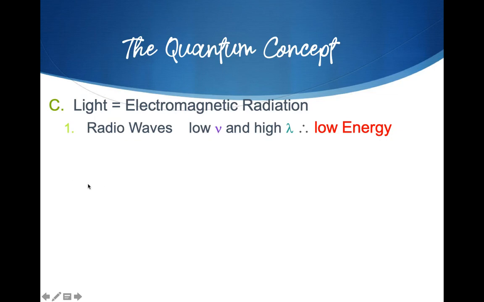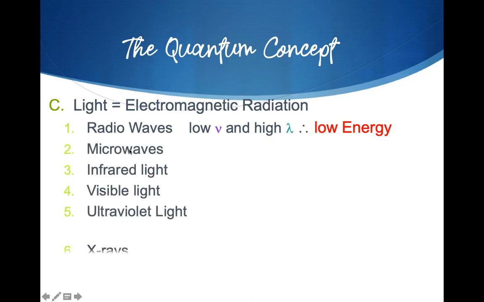So if I try to kind of pretend to draw it, it'd be really drawn out like this. Low energy, long or high wavelength, low frequency. And then it just goes up from that. So microwaves would be a little bit higher frequency, a little bit shorter wavelength, a little bit higher energy.